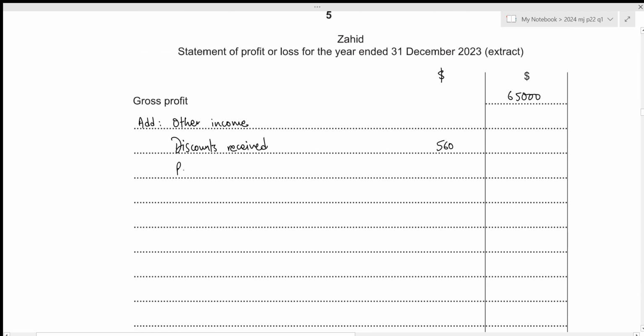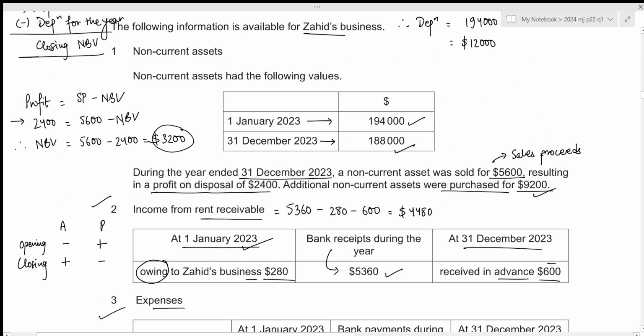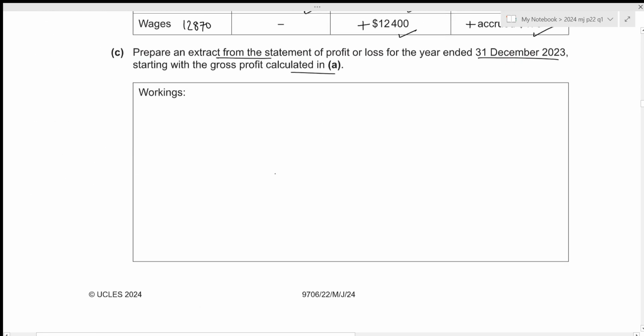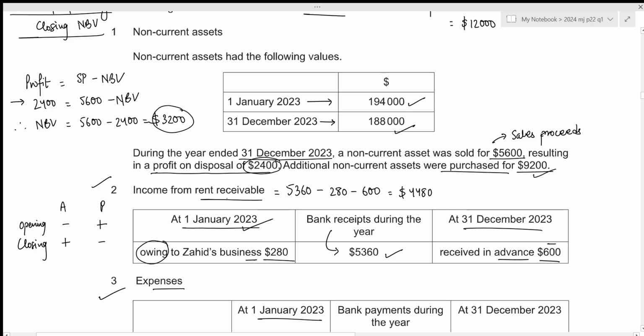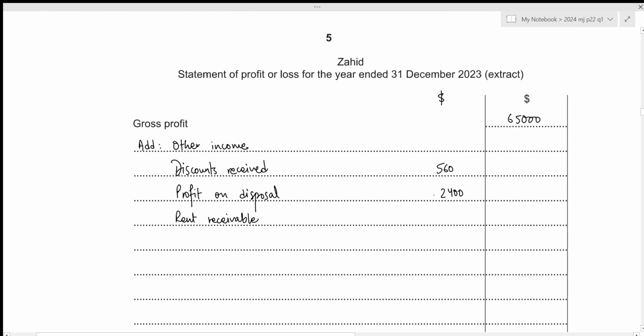Then we had been given the profit on disposal. So profit on disposal was 2,400. And we have income from rent, so those are rent receivable. And in this case, we have calculated the value after the adjustment of accruals and prepayments. That was 4,480. And these are the values that we need to include within our statement of profit or loss. So that's 4,480. That is all for our income.